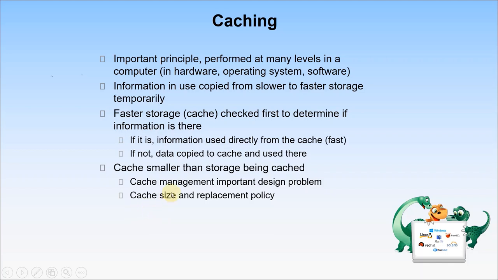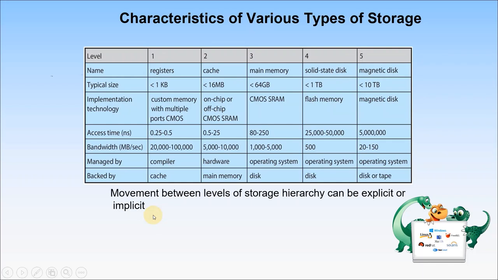The cache is smaller than the storage being cached. Cache management is an important design problem, including cache size and replacement policy. Now, characteristics of various types of storage. Movement between levels of the storage hierarchy can be explicit or implicit.